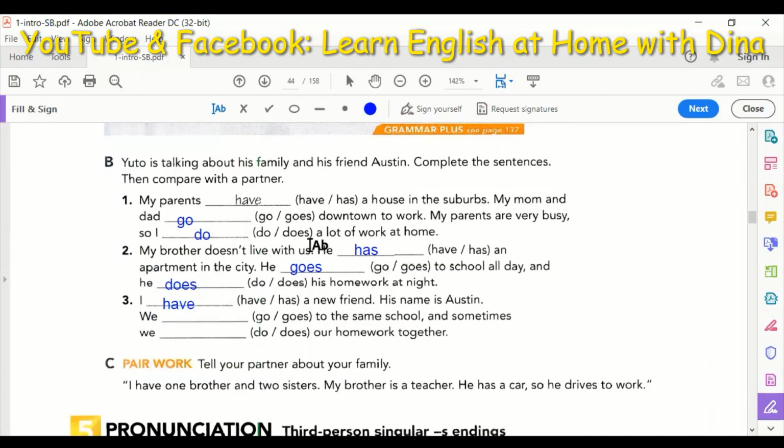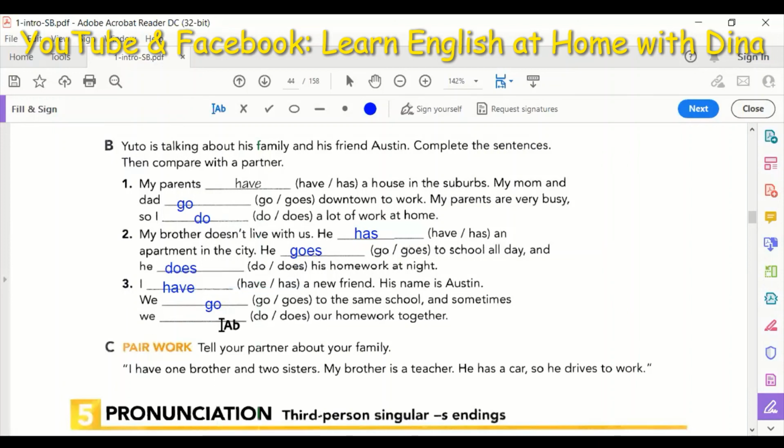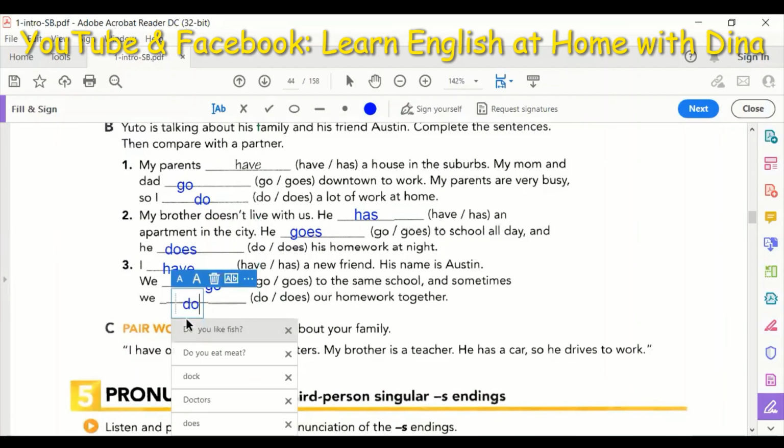We go or goes? We go. Perfect. We go to school. We go to the same school. We do or does our homework together? Do, of course. Perfect. I hope this is clear, guys.